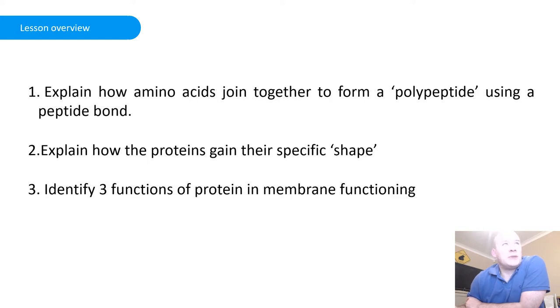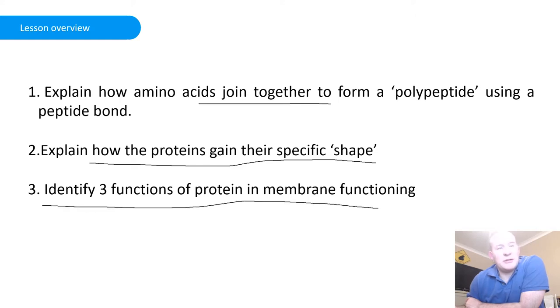So this is what we're going to do: explain how amino acids join together, explain how they gain their specific shape, and then look at three functions of protein in the cell membrane. Now, this video is really going to give you the bones for your assignment. It's going to take you through the key points. You're going to have to go away and piece the different sources together and create the sentence structure and use diagrams, etc. But this will give you the fundamental knowledge and understanding to do well in your assignment.